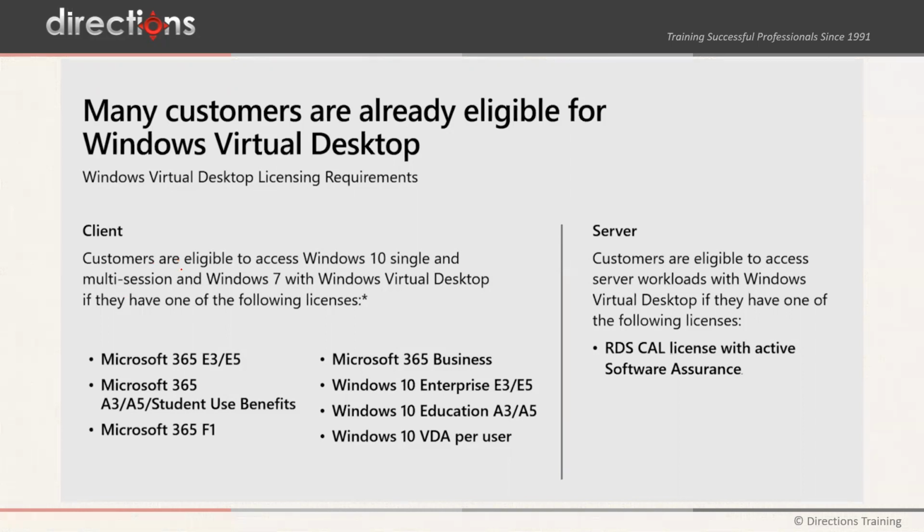So again, the customers that are eligible to access Windows 10 single and multi-session can also get access to Windows 7. I know that there are some companies using legacy OSs and legacy devices, so we also have access to Windows 7 environments with Windows Virtual Desktop. If you have these licenses, you're eligible: Microsoft 365 E3 or E5, Microsoft 365 A3, A5, student use benefits, Microsoft 365 F1, 365 Business, or Windows 10 Enterprise E3 or E5, Education A3 or A5, and Windows 10 VDA per user. For server licensing, the customers that are eligible to access server workloads with WVD are those with RDS CAL with active Software Assurance.